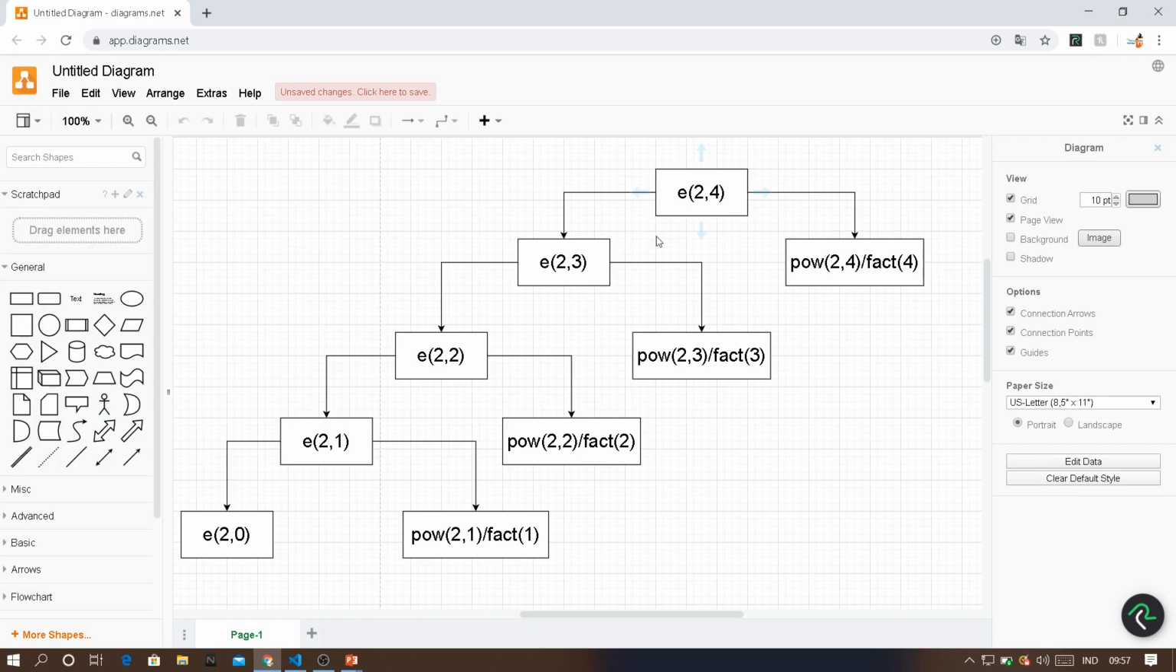So e of 2 comma 4 is expanded to e of 2 comma 3 plus power of 2 comma 4 divided by factorial of 4. Then e of 2 comma 3 is split into e of 2 comma 2 and power of 2 comma 3 divided by factorial of 3. Then e of 2 comma 2 is split into e of 2 comma 1 and power of 2 comma 2 divided by factorial of 2. Then e of 2 comma 1 is split into e of 2 comma 0 and power of 2 comma 1 divided by factorial of 1. This tree structure we have already seen, so if you want more details about this, you can go to the previous lecture.